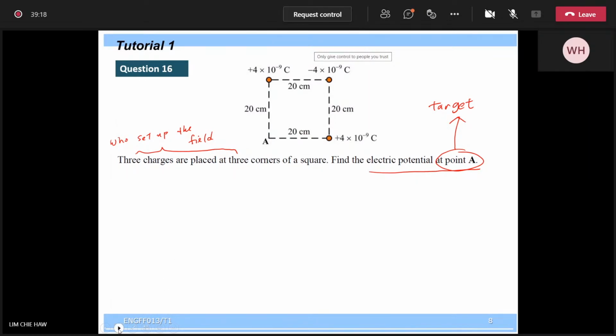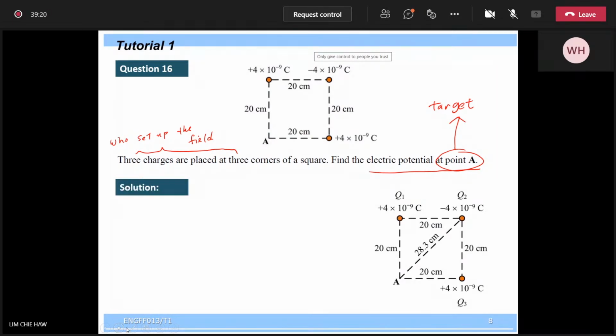So as a result, you have to do a little bit of mathematics first because we need to know the distance. From Q1 and Q3, the distance is very obvious because this is a square. It will be 20 centimeter, 20 centimeter. But for Q2, you need to find the diagonal length here, which can be obtained directly from the Pythagoras theorem. It's the square root of 20 squared plus 20 squared. You get 28.3. So you need to get this distance first.